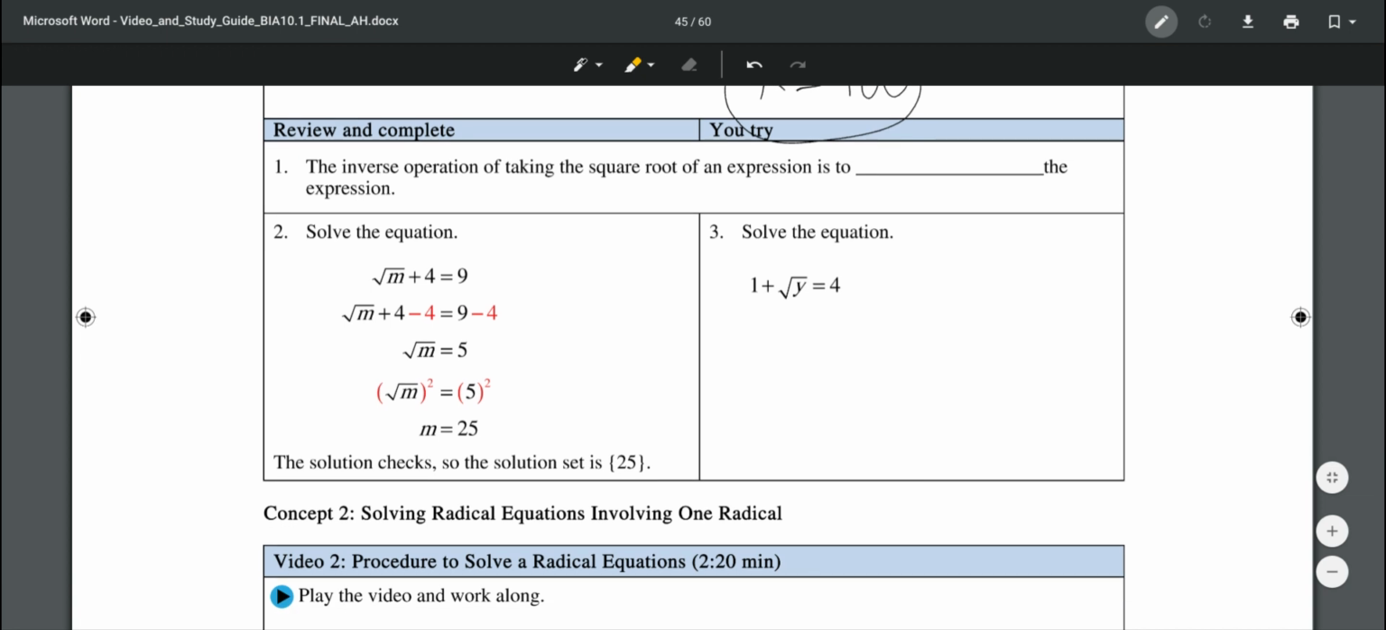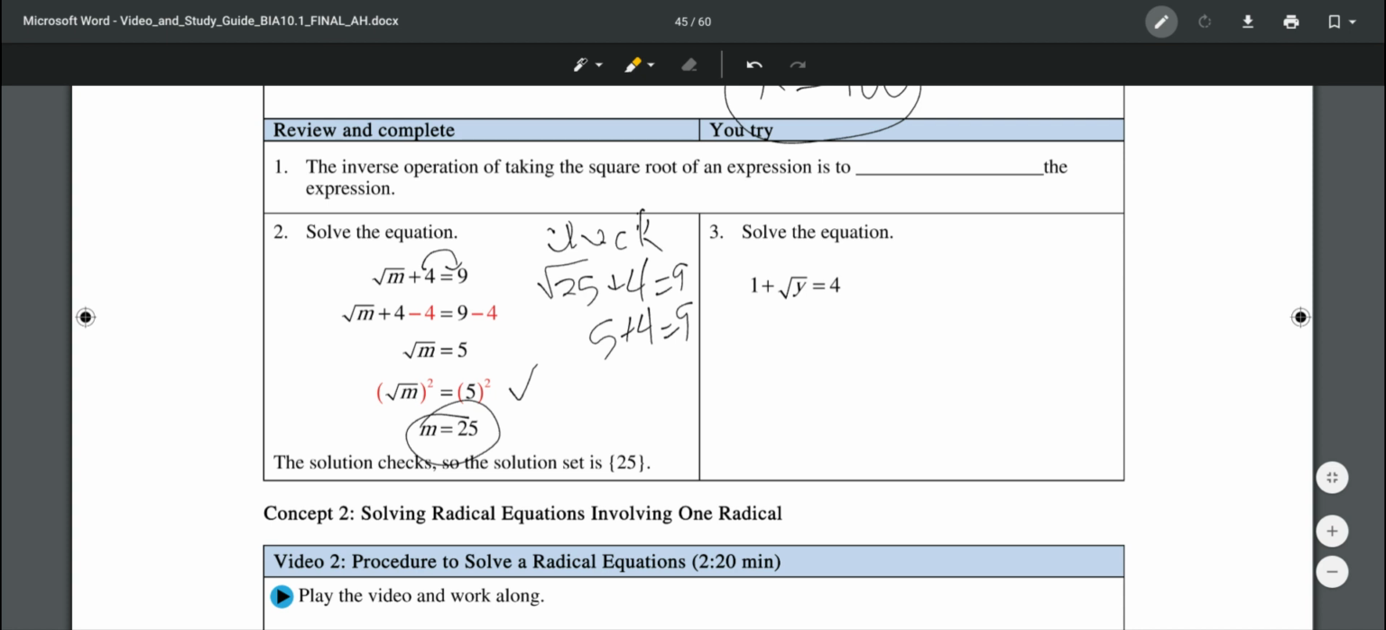In example number 2, you can see where they have moved the 4 to the other side by subtracting it. You can see where they have squared both sides. Make sure that you do check your answer. So when you check your answer, you should take the square root of 25 plus 4, and that should give you 9. 5 plus 4 does give you 9, so 25 would be your answer.